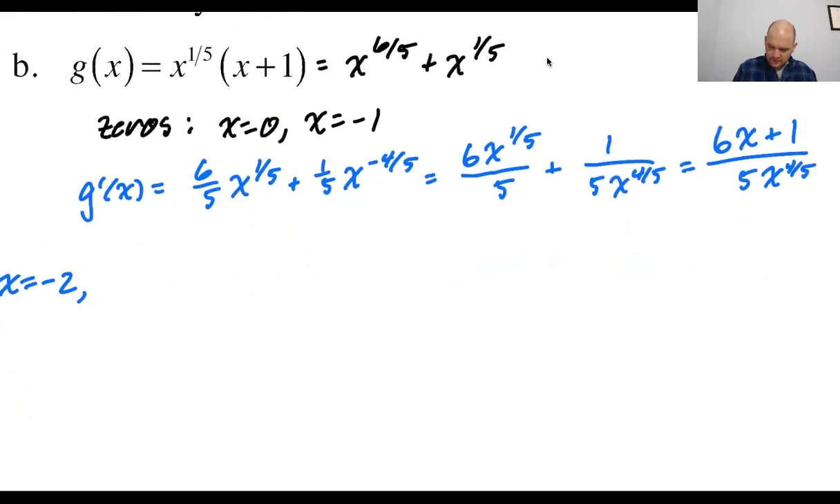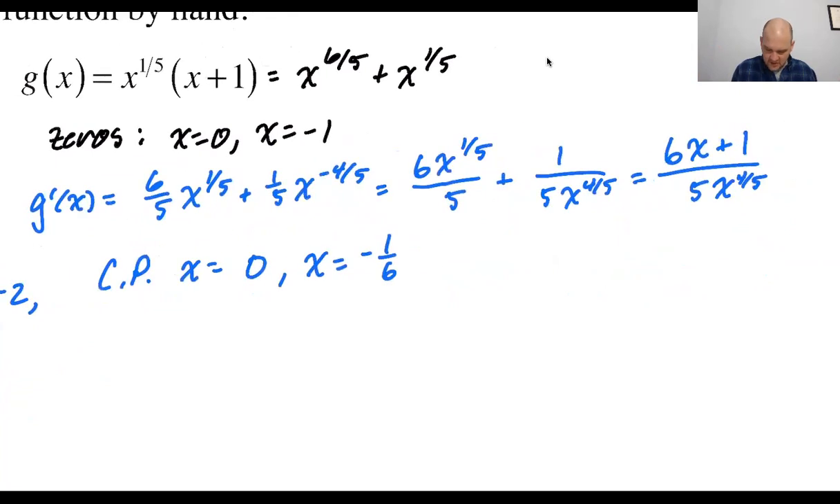So critical points at x equals 0, right? Because the derivative doesn't exist, but the original function does exist. So that's a critical point. And then x equals -1/6, because 6x plus 1 equals 0.